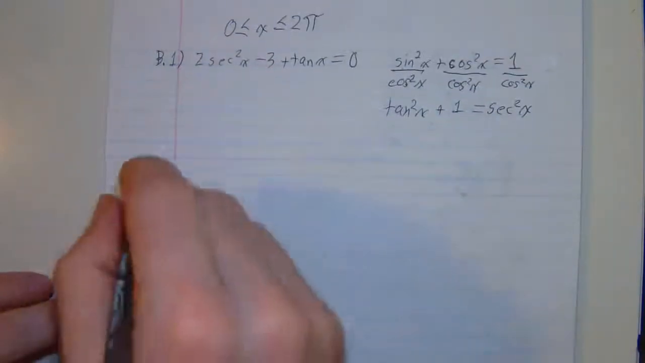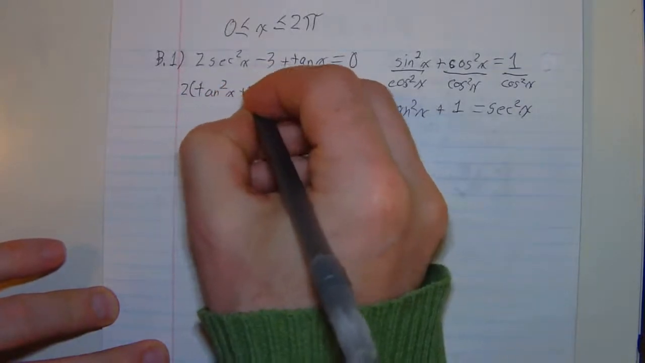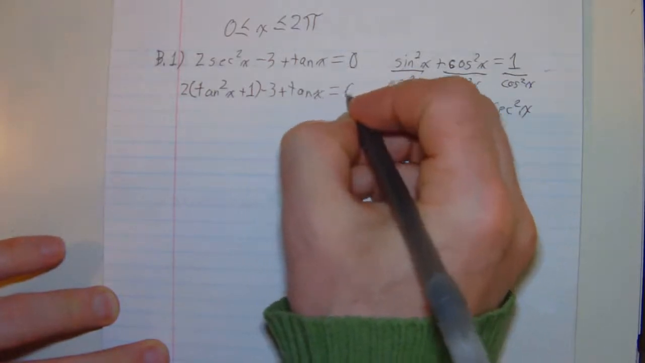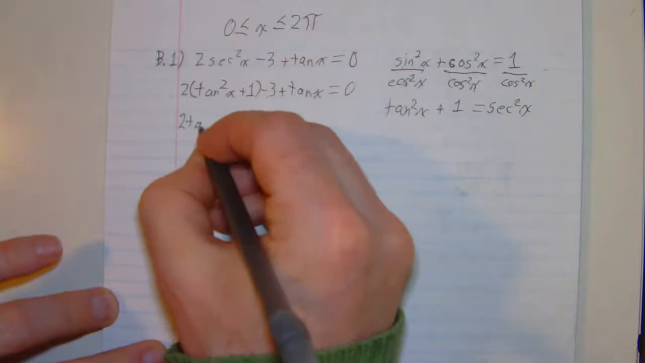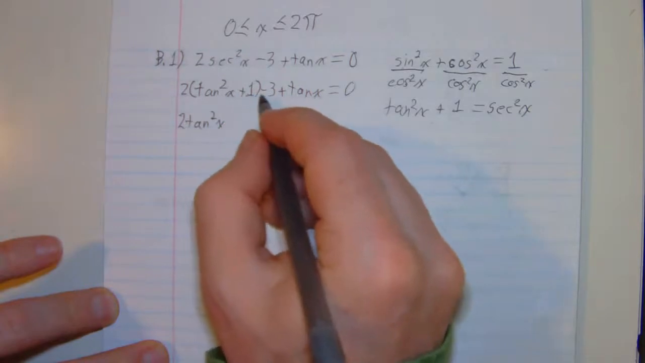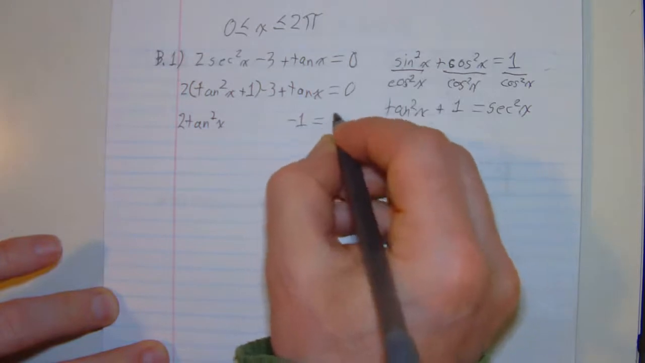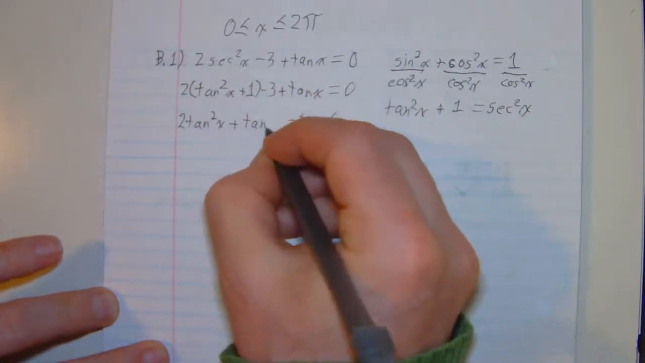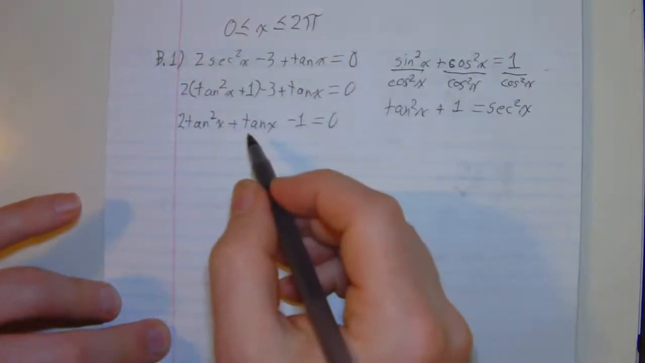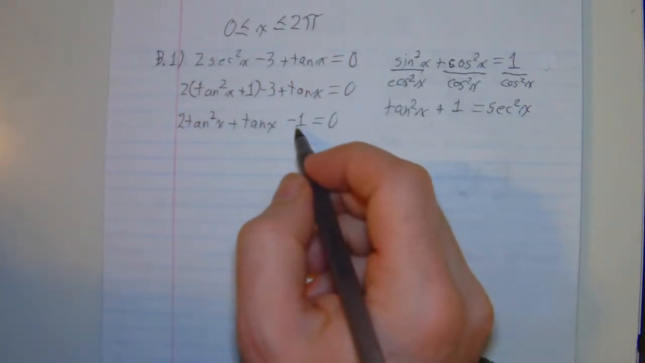All right, so that means that here I can go 2 times tan squared x plus 1 minus 3 plus tan x equals 0. So I'll get, doing my distributive property, 2 tan squared x. 2 times 1 is 2, minus 3 is negative 1. And I'm going to just put that at the end here. And then I'll put my tan x in the middle. So now we can see that it's set up to look like a quadratic. And we can try the factoring. We have a plus 1 here. We have a negative 1 here.